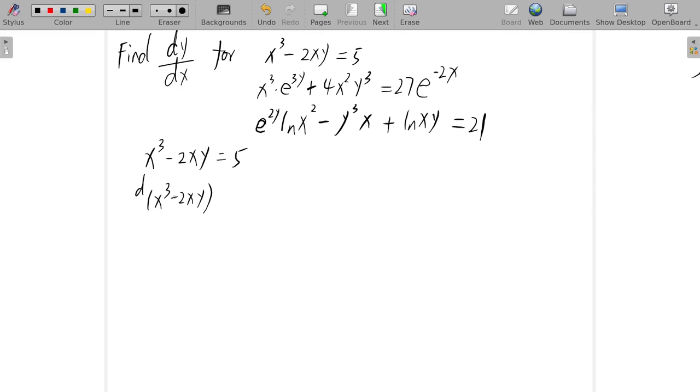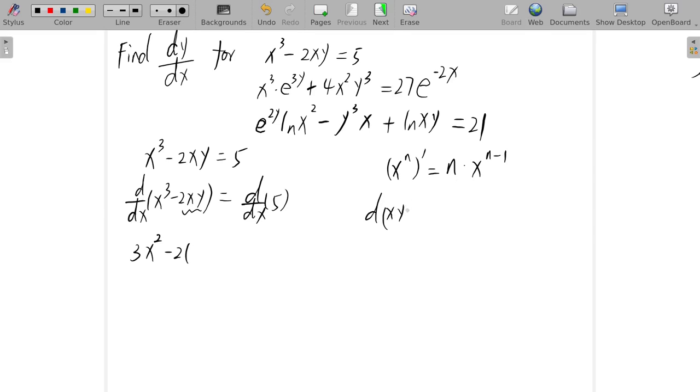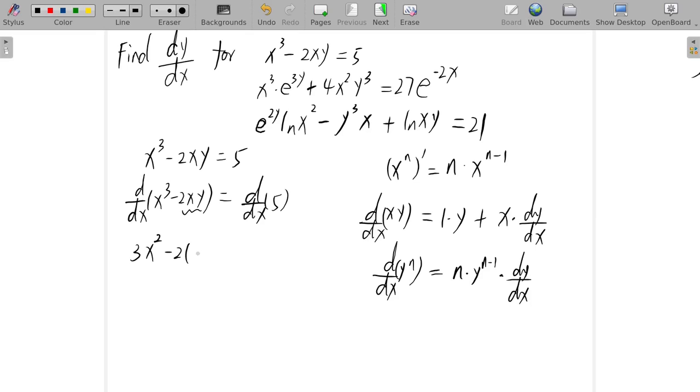The change in x cubed take away 2xy with respect to x equals the change in 5 with respect to x. We know the derivative of x cubed equals 3x squared. We use the product rule. The derivative of xy equals the derivative of x, which is 1, times y, plus x times the derivative of y, which is the change in y with respect to x. Here, it will equal y plus x times dy over dx equals 0. So we simplify it.